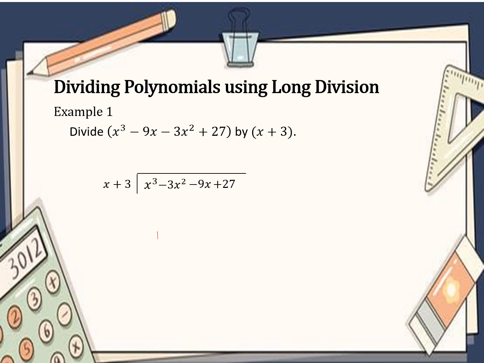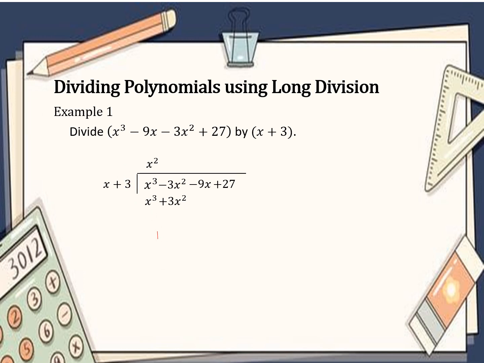What we are going to do first is to divide the first term of the dividend, x cubed, by the first term of the divisor. So x cubed divided by x is x squared. After that, the quotient obtained should be multiplied by the divisor. Take note that we have here a binomial, x plus 3. So x squared times x is x cubed. Then x squared times 3 is 3x squared.